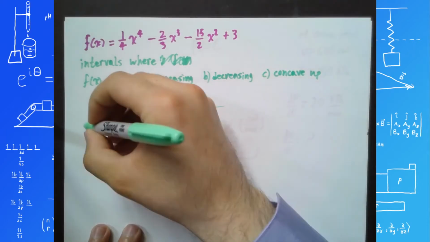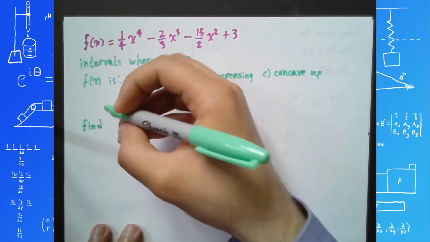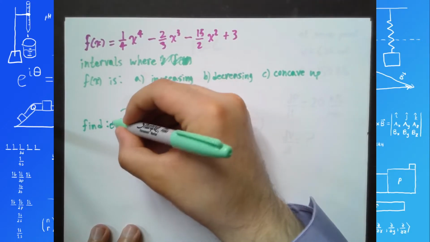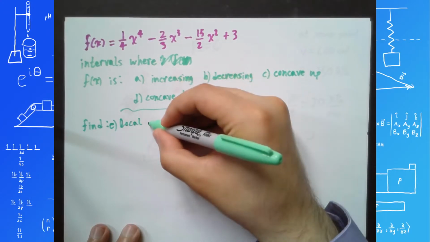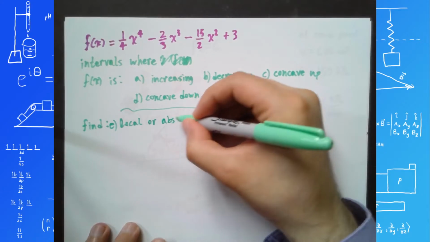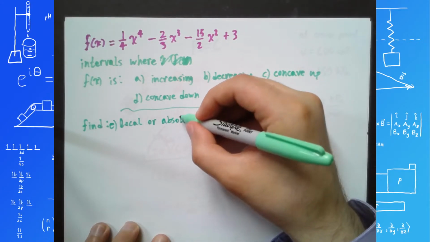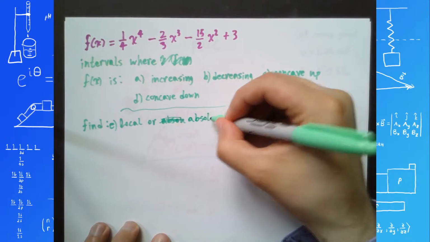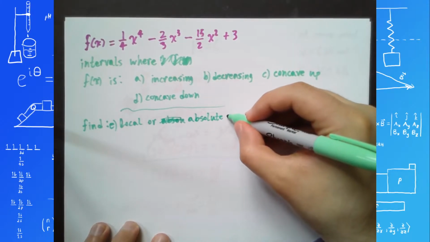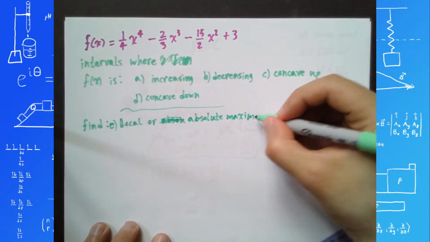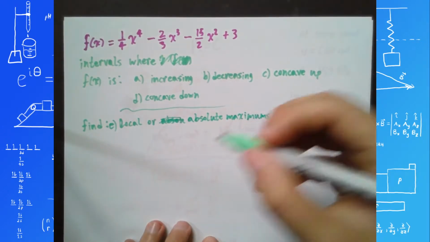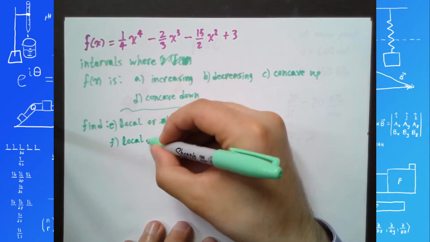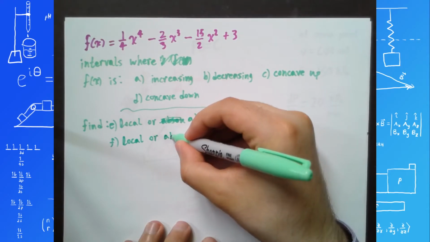Also find, I guess this would be part E, local or absolute maximums. That's not how you spell absolute. And then part F, local or absolute minimums.